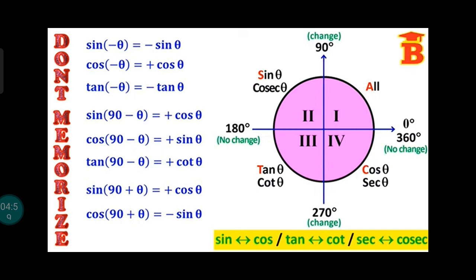Cos 90 plus theta equal to, in second quadrant cos is negative, so minus, there is a change, cos changes to sin, so we get minus sin theta. Tan 90 plus theta equal to, in second quadrant tan is negative, so minus, change tan as cot, so minus cot theta.